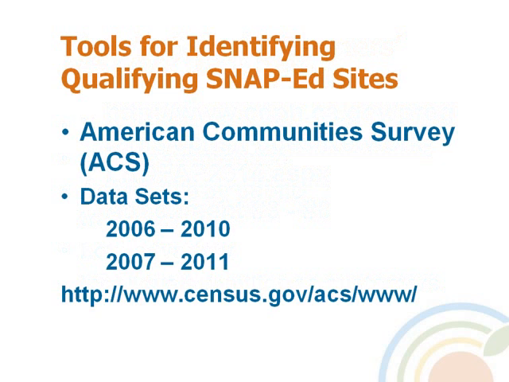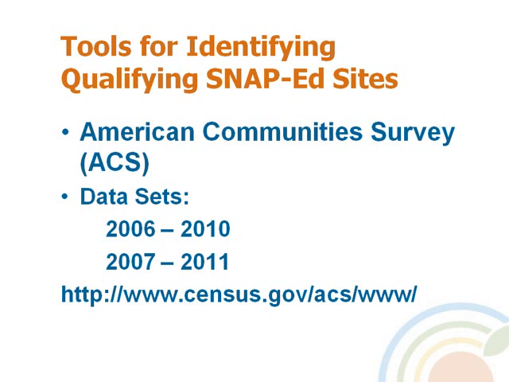How do you determine if a site qualifies? One of the primary factors is 50% or more of the population in that census tract needs to be at or below 185% of the federal poverty level. So on your screen are tools to identify qualifying census tracts. One of the primary tools we use is the American Community Survey. We use two data sets from that, data from 2006 through 2010 and 2007 to 2011.